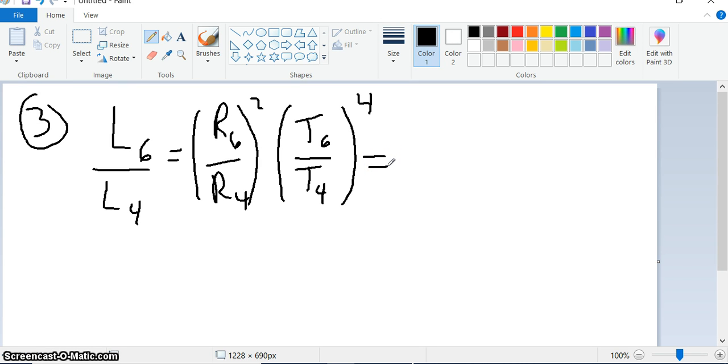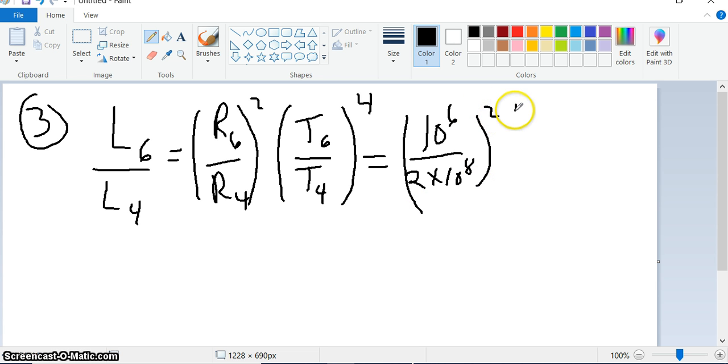I'm just using the numbers that they gave us. It's 10 to the 6th divided by 2 times 10 to the 8th. This is in kilometers, and the denominator is also in kilometers. They gave us this in the problem. Remember, we're squaring that fraction, and then the temperature is going to be 4,500 divided by 3,000. Again, this is given to us in the problem, and then you raise that fraction to the 4th power.